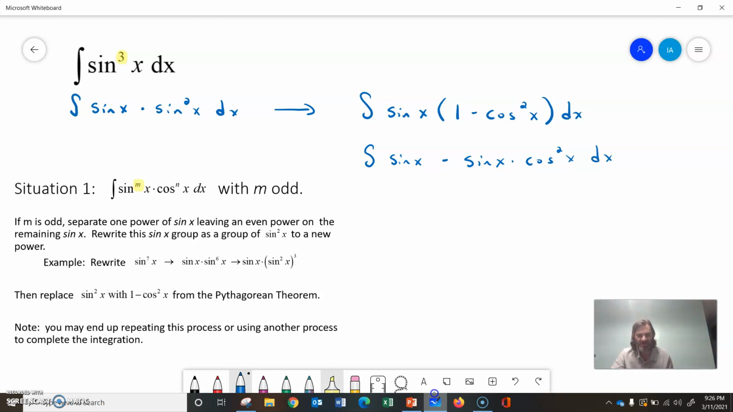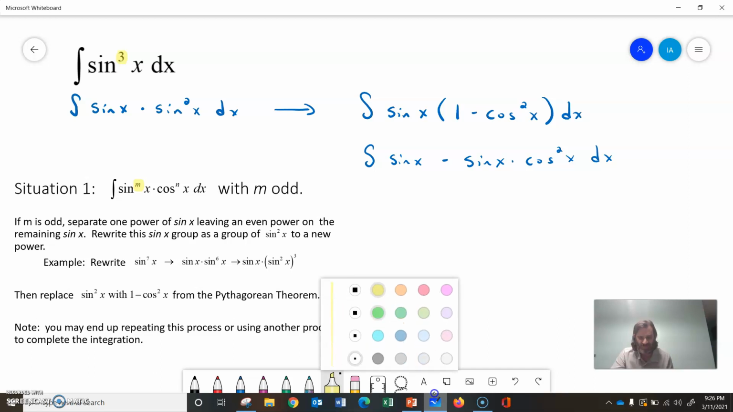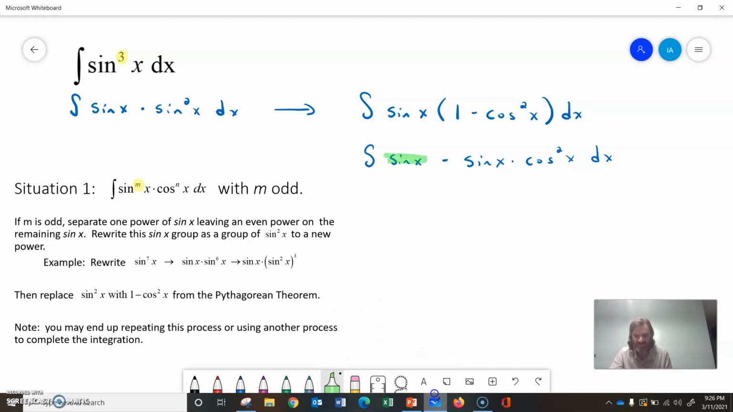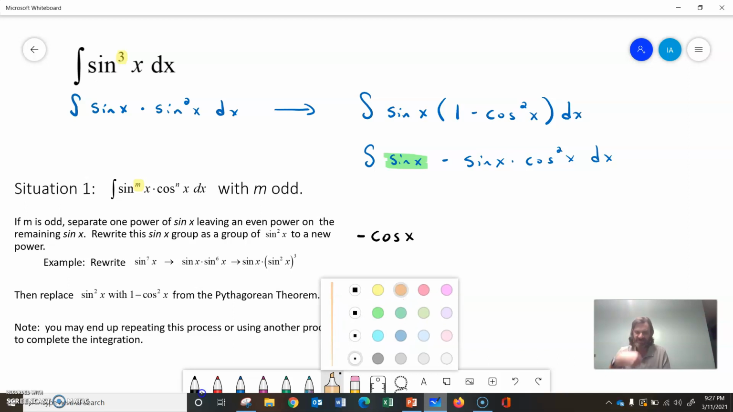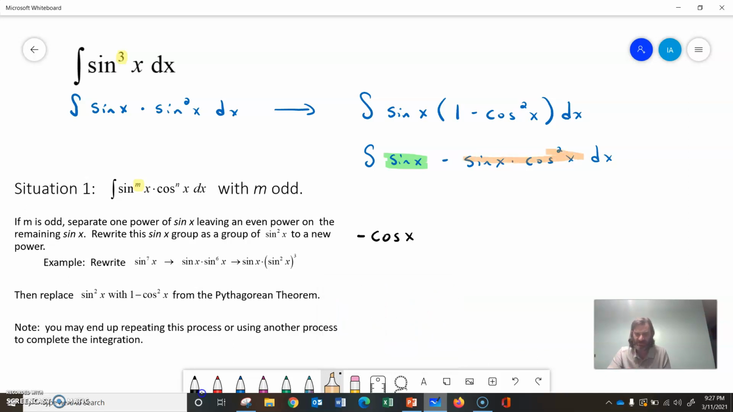And I've got 2 separate things that I can work on here. I have the first one here, which is the integral of sine x. Everybody knows that the integral of sine x is negative cosine x. But the other part, sine x cosine squared, has a negative in front of that, so we'll sneak that negative down here when we do it.